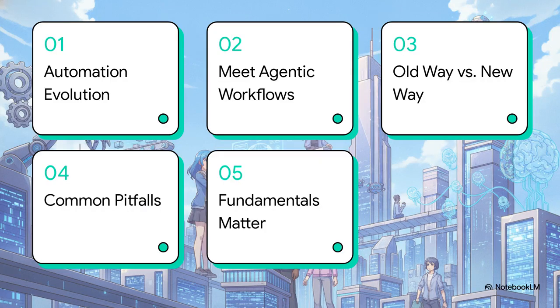So here is our roadmap for today. We're going to cover 1. The automation evolution. 2. Meet agentic workflows. 3. Old way versus new way. 4. Avoiding common pitfalls. And 5. Why fundamentals still matter. Let's just jump right in.